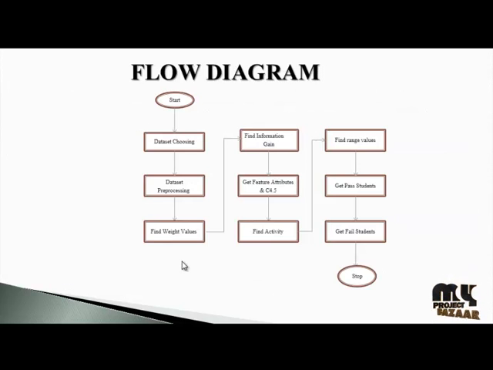Now we discuss the flow diagram. First we choose the start button and then choose the data set. For the data set we are choosing the CSV file format. That CSV format will be converted to text file format. Then we do the data pre-processing. Data pre-processing means removing the unwanted data. Unwanted data is special characters and null points. So all of that is removed from the data set.